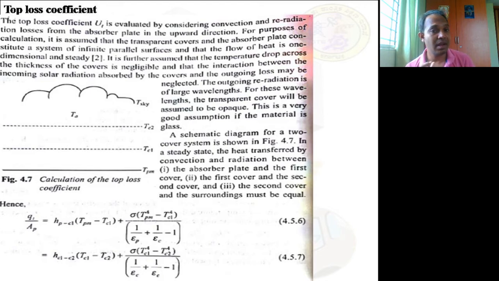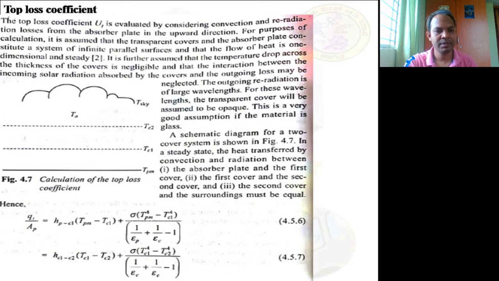Likewise, like solids, fluids will also have certain properties. Steam, normal air, a breeze will always have its own properties which we call the convective heat transfer coefficient, which is h between the absorber plate and the first cover, Tpm minus TC1.